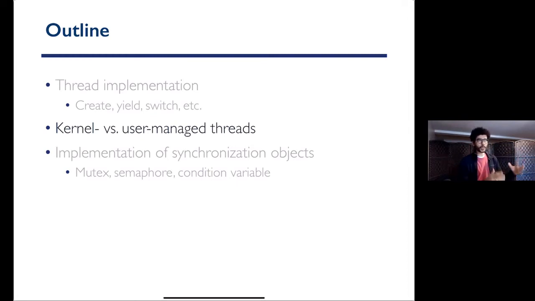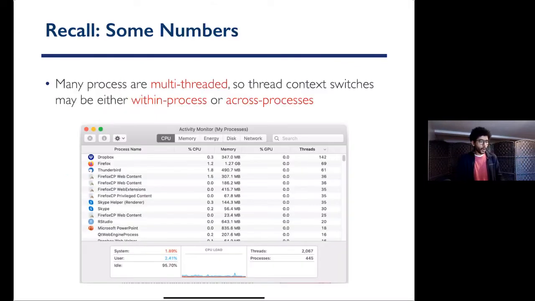Now, if you have a process with 10 threads, from the kernel's point of view, these are 10 threads that each individually can get blocked. So if one thread in one process gets blocked, another thread in this process can run because they're all managed by the kernel.